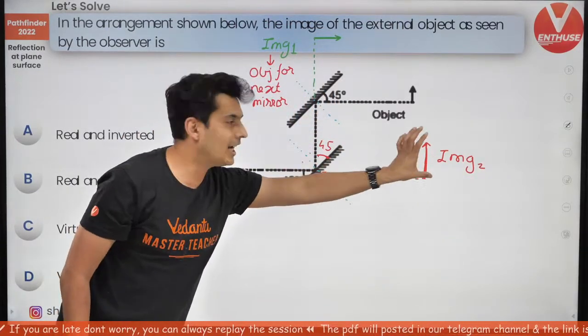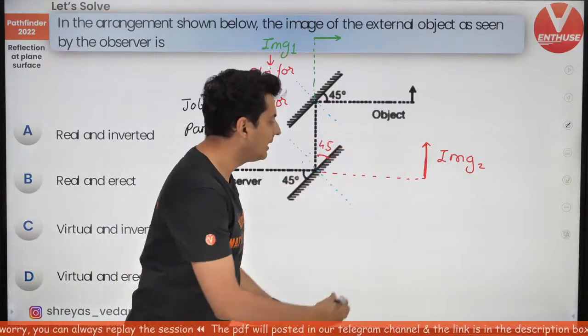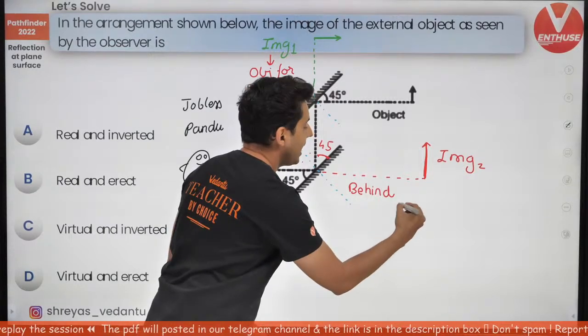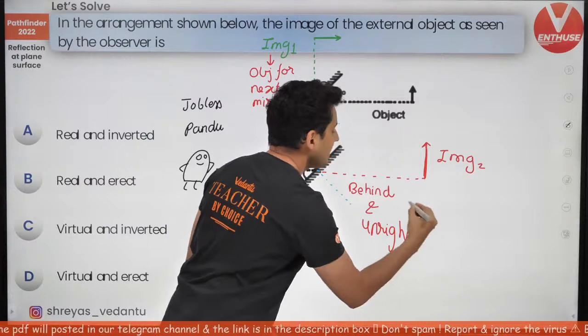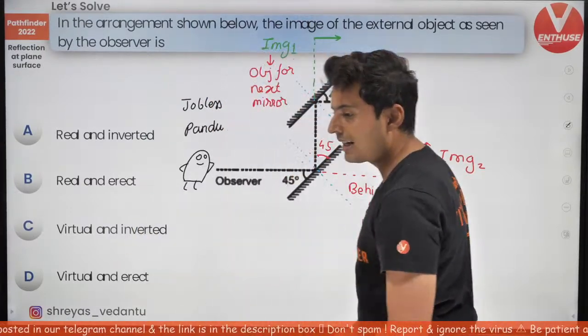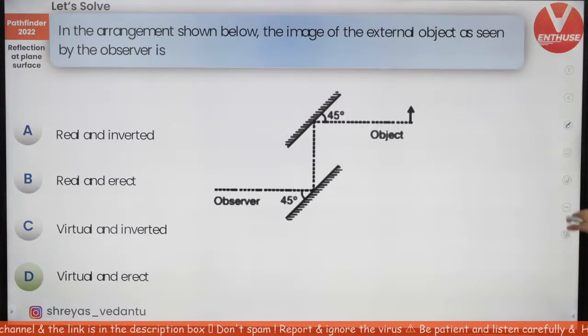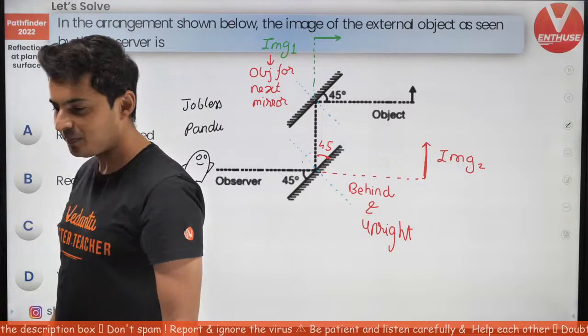Isn't that right? And isn't this image erect and virtual because it is behind the mirror? It is behind and it is upright. It's upright, that means it is erect. That means the correct answer for this question should be virtual and erect. Yes, that's the answer. Isn't it an amazing question?